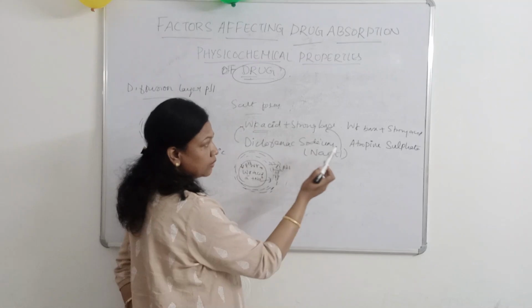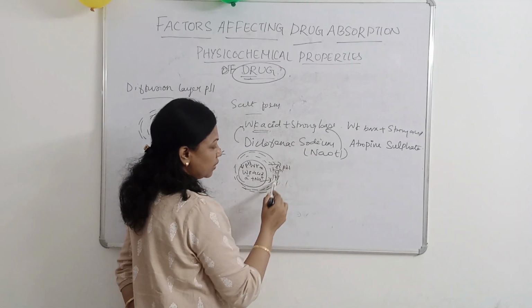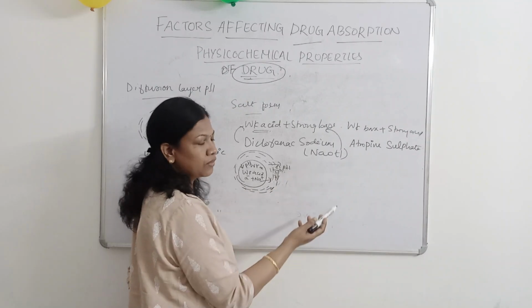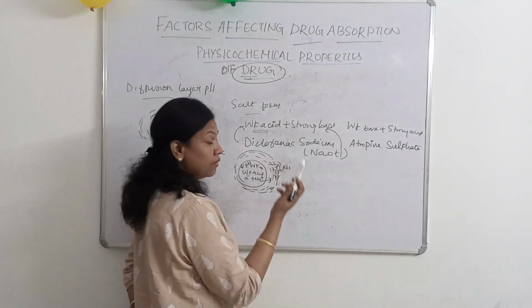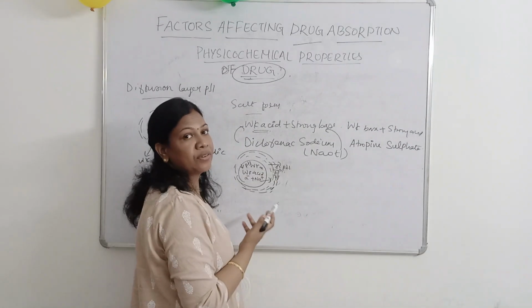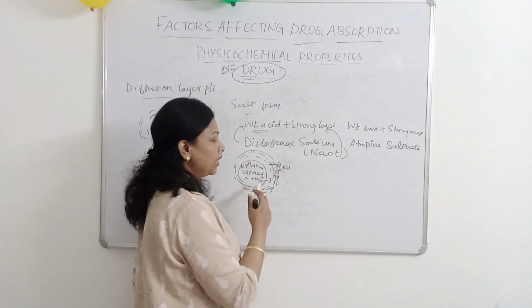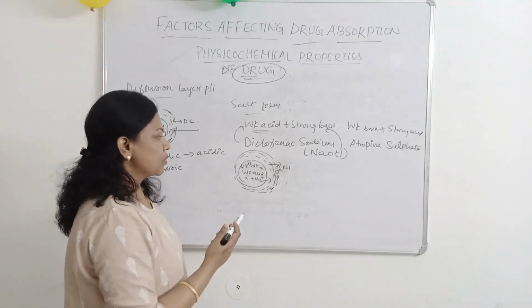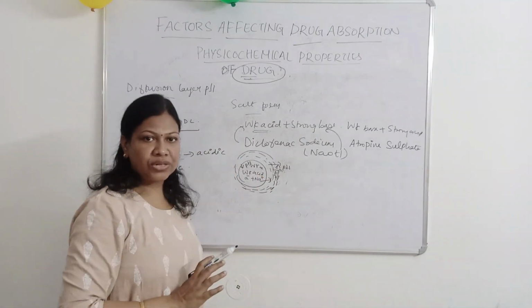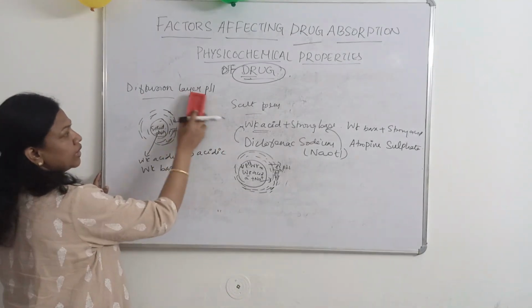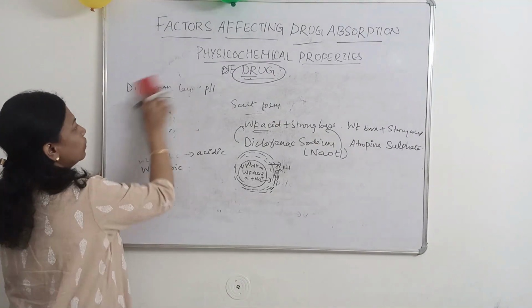Here, when it is made with a strong acid or base, the diffusion layer will have either an increase or decrease in pH, which will enhance the dissolution. Whereas in case of a fatty acid or fatty base, the diffusion layer will be a fatty layer. Then their dissolution again will be affected because of the pH of the diffusion layer. So this is about the diffusion layer pH and salt form of drug.